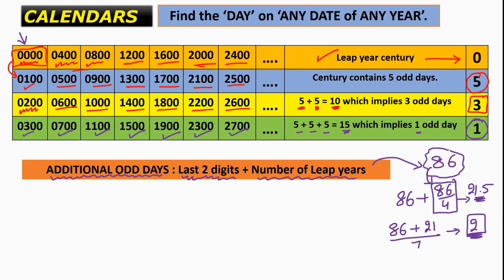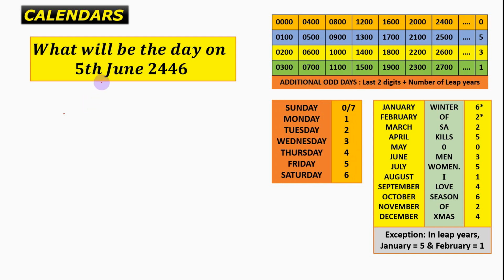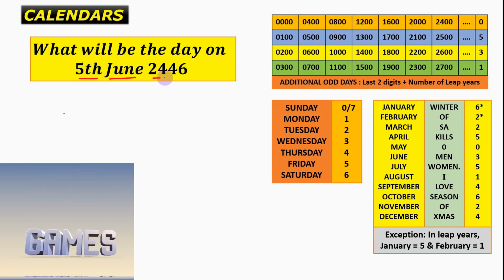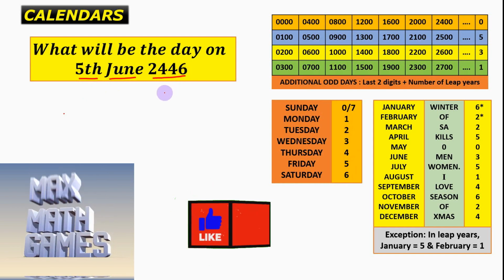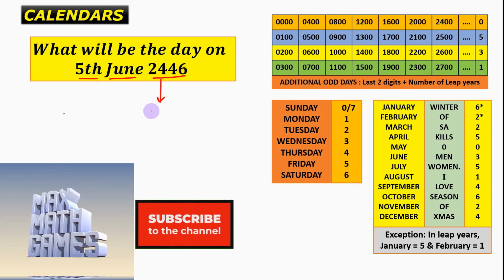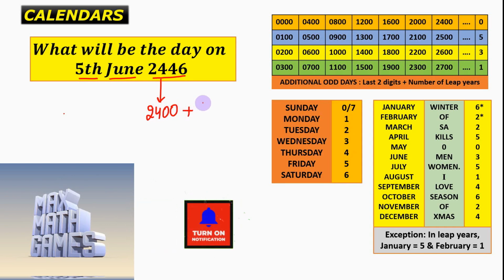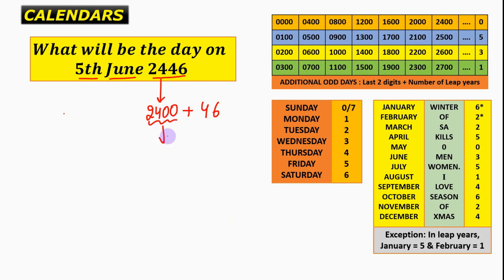Alright. And the first question is, what will be the day on 5th of June 2446? Now 2446 can be written as 2400 plus 46. So this is the century and this is divisible by 400, and hence this will contain 0 number of odd days. Okay, look over here, 2400 will contain 0 number of odd days.